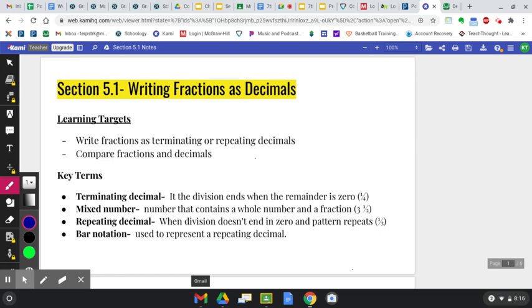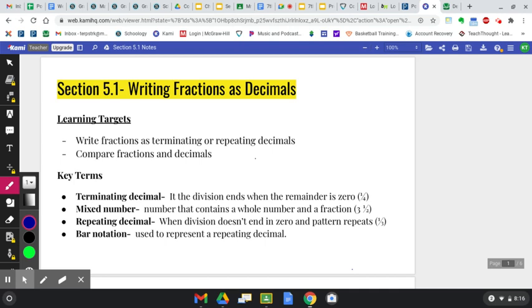All right, let's get into section 5.1, where we're getting into rational numbers in chapter 5, right? And a rational number, you can think of that as a fraction, okay? Anything that can be written as a fraction is considered rationals, okay? Today we're going to be looking at writing fractions as decimals.